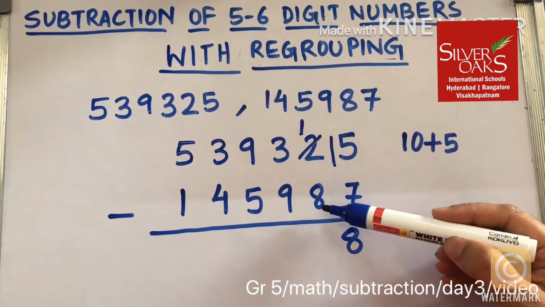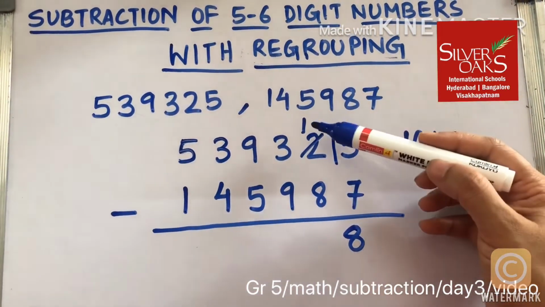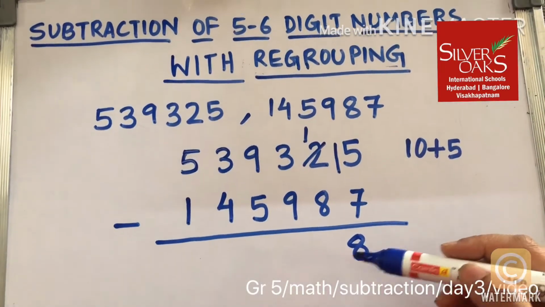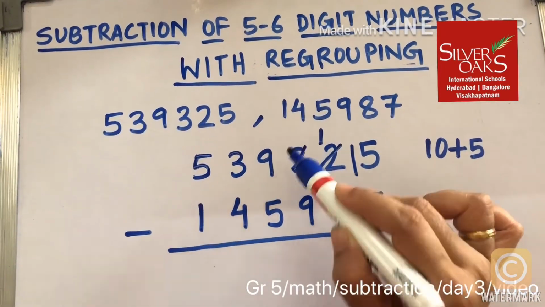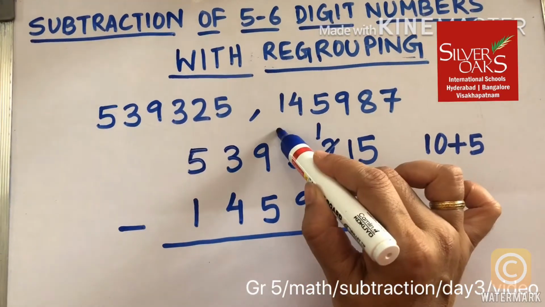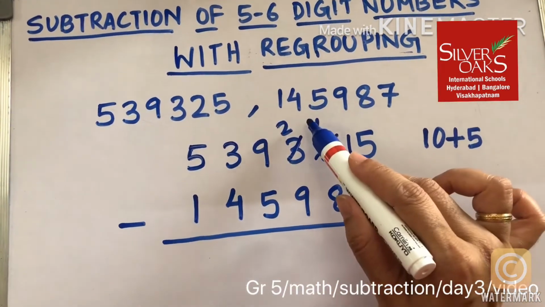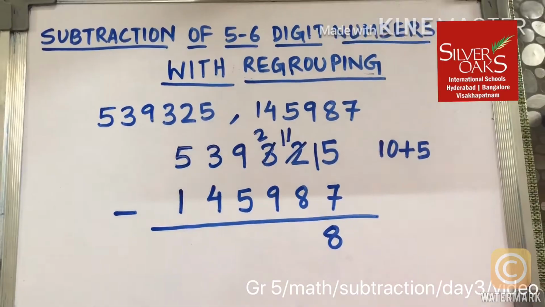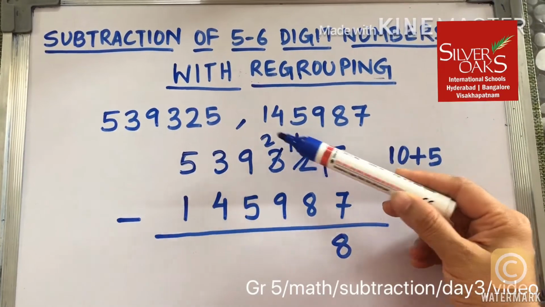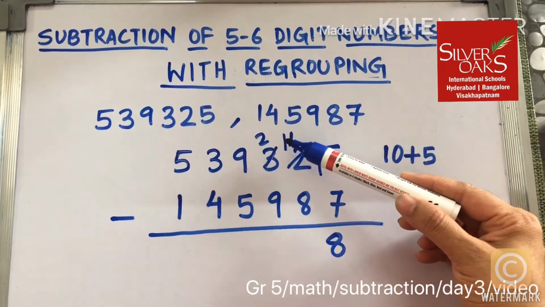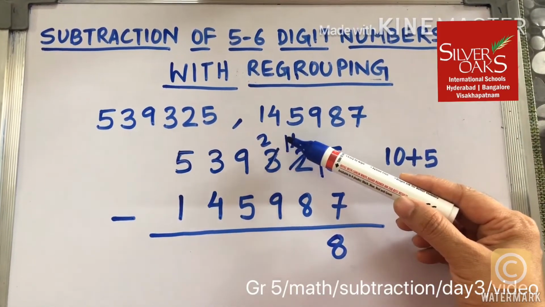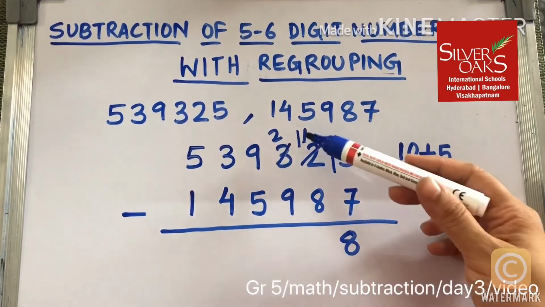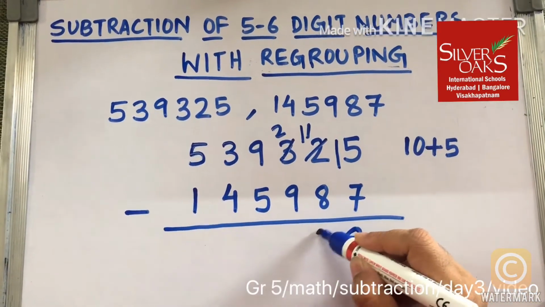Now I have 1 minus 8. Again 8 is larger compared to 1. So I can't do the subtraction. I have to borrow 100 from 3. So 3 becomes 2. This becomes 1. And 1 are 11. We borrowed 100. So 100 is nothing but 10 tens. So 10 plus 1 is 11. So these are 11 tens. 11 minus 8 is 3.